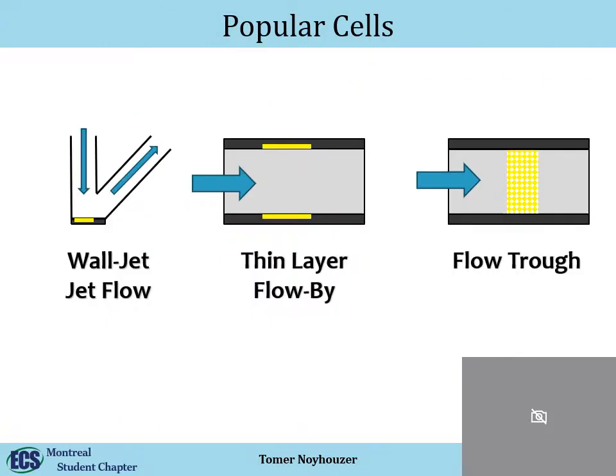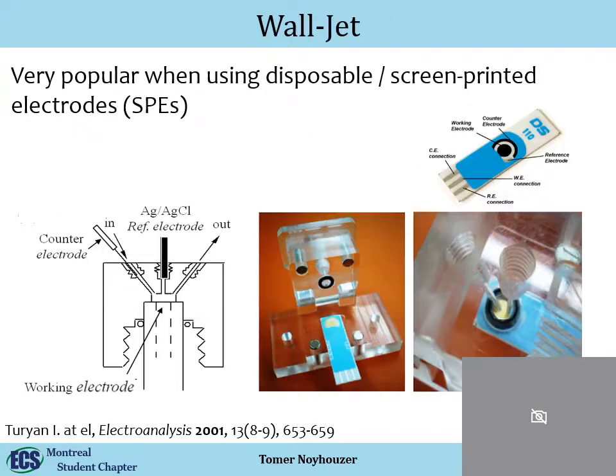So we have three types of popular cell. We have a wall jet or jet flow type of cell where the liquid collides with the electrode and then moves on. We have a thin layer or flow by where the liquid actually flows by the electrode, and we have a flow through, which is a membrane or a sponge or a net that the liquid actually flows through your electrodes. And let's discuss each one and see its advantages and disadvantages.